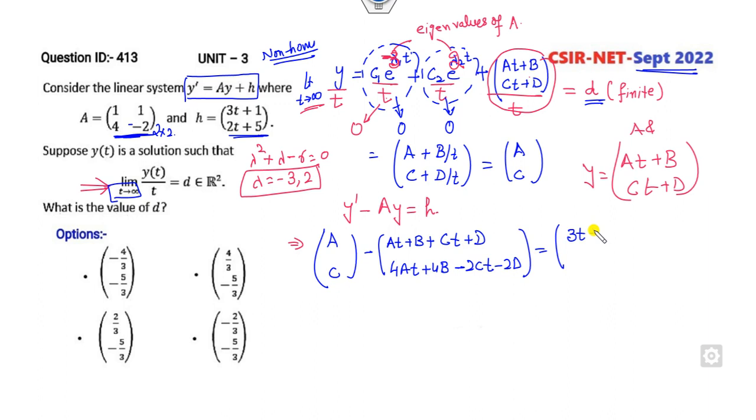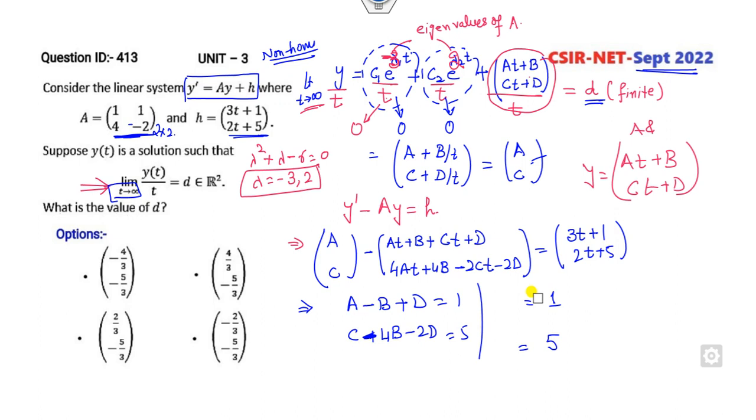Now you can equate the coefficients, because we need only a and c. So I can equate the constant coefficients on both sides. This is 1, this is 5. The constants give minus b plus d, and 4b minus 2d equal to 1 and 5. Another portion is the coefficient of t. So this is minus a minus c equal to 3, and this is minus 4a minus 2c equal to 2.